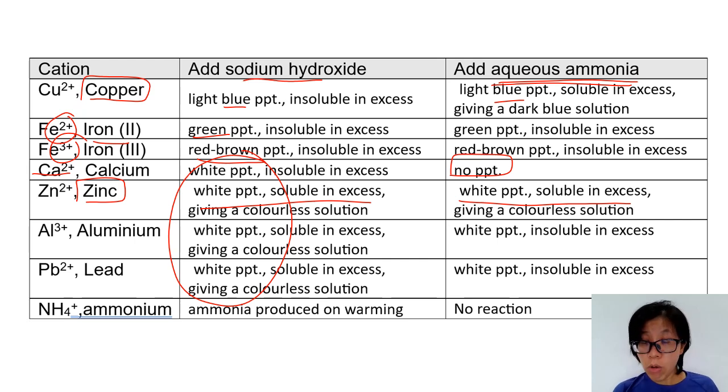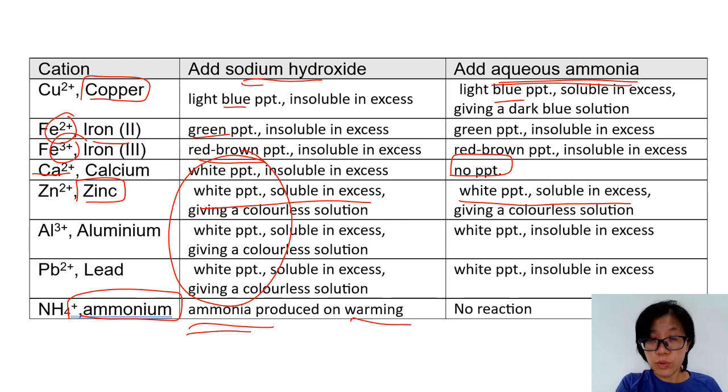However, I think for now, the first step that we can slowly grasp is to remember that zinc is soluble in both. Calcium has no PPT in aqueous ammonia, then it'll be easier for you. So in this way, not so much problem. For ammonium, you realize that ammonia gas is produced upon warming. So note the key terms: warming, ammonia with sodium hydroxide. Then you know that there's the presence of ammonium.